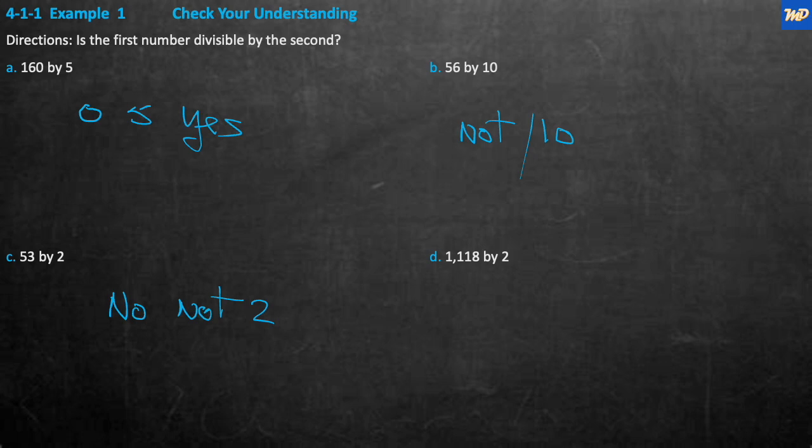And how about 1,118? Is that divisible by 2? Well, as we can see here, it ends in an 8. That means that it's even, and any number that's even is divisible by 2. So the answer is yes, it's divisible by 2.